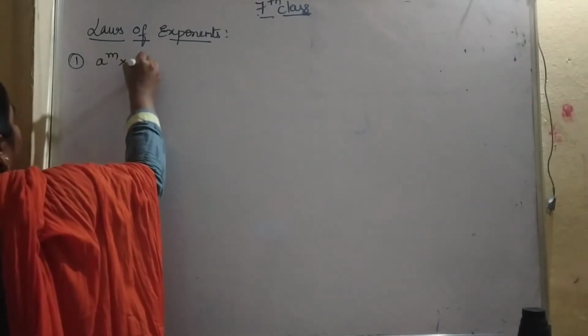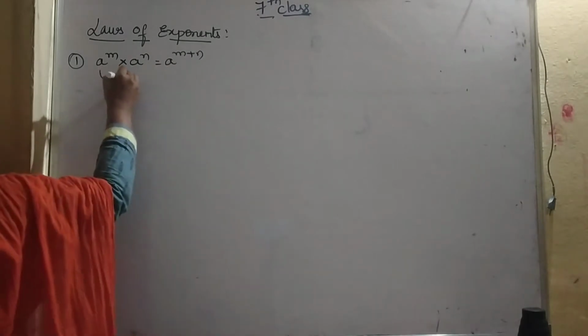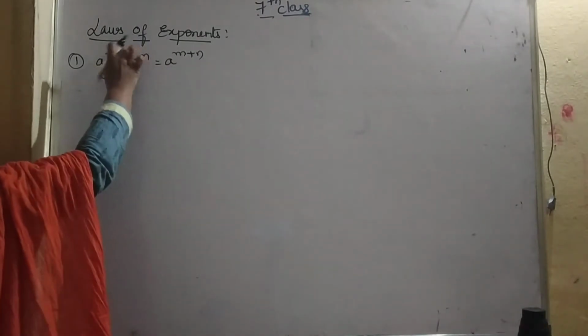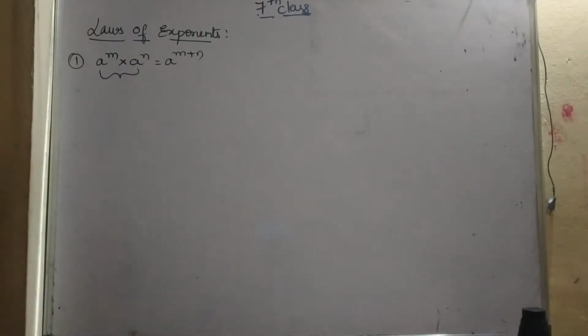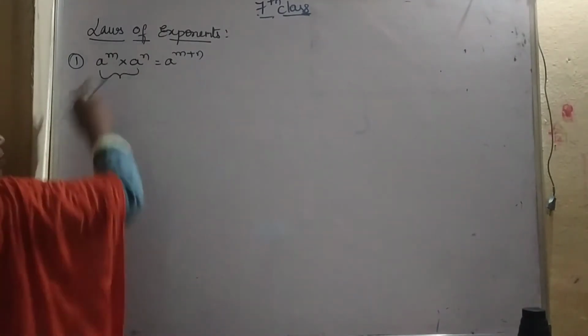a power m into a power n gives a power m plus n. That is, when both bases are equal, we have to add the powers. So what is the first law? a power m into a power n is equal to a power m plus n. When both the bases are equal, we have to add the powers.